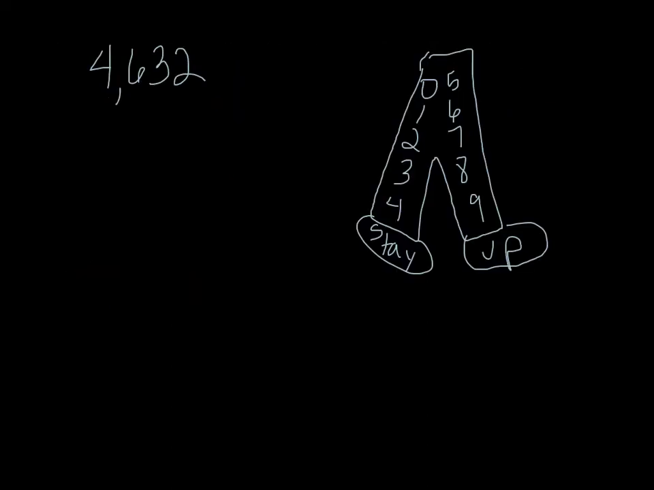Okay, so I think the best way for me to teach this skill is I have a story to tell you about it. And in that story, these pants come into play. These are the rounding number pants. And in the legs, 0, 1, 2, 3, and 4, those are stay numbers. They're in the stay foot. And 5, 6, 7, 8, 9 are up numbers in the up foot.